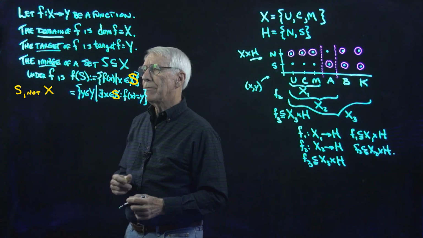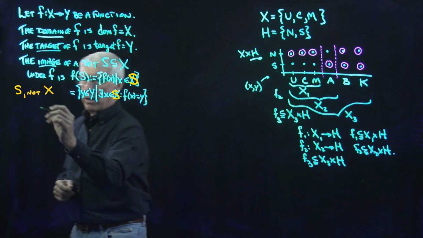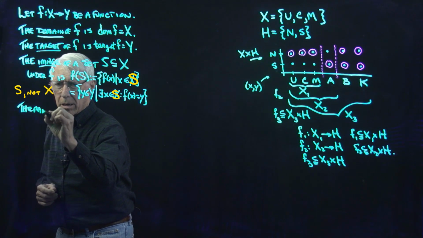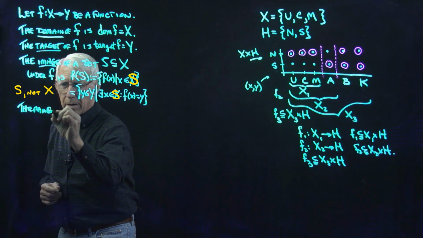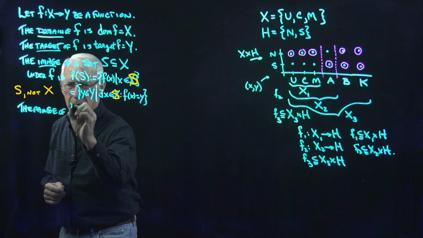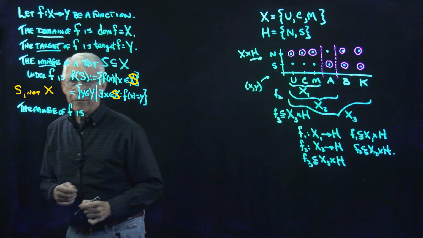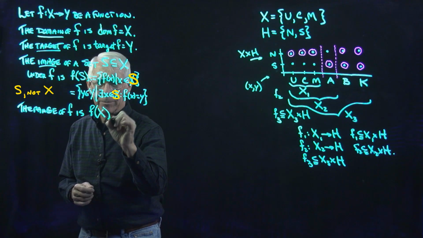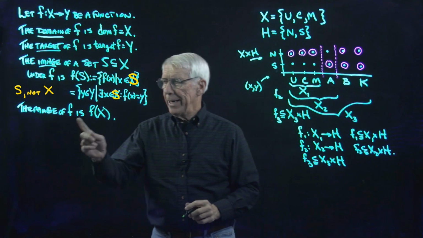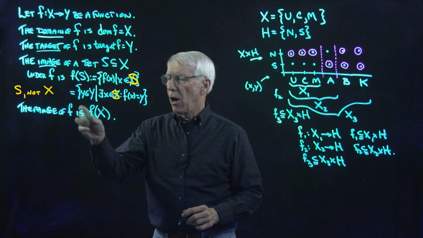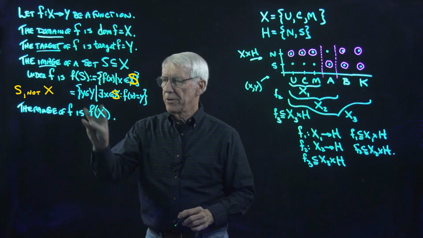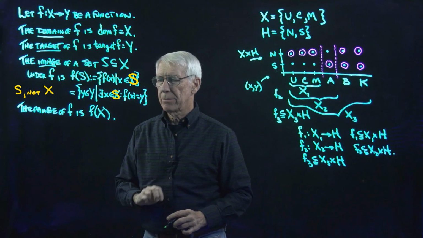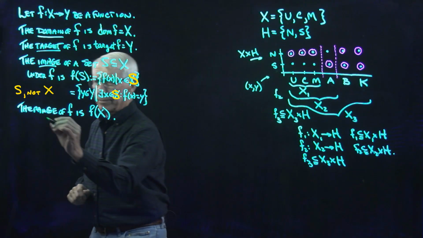We have the domain, we have the target, we have the image, and now let's look at the range. The range of f is just the image of the whole domain. So the range of f is all of the elements of y that get hit from some x in the domain.